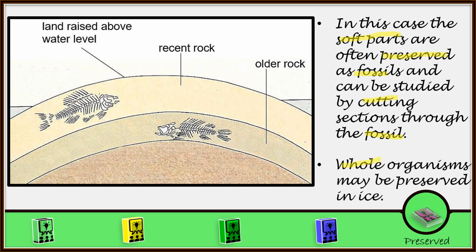The whole organism may be preserved in ice. If the organism, let us say, was preserved in ice, then it would have the soft parts also preserved.